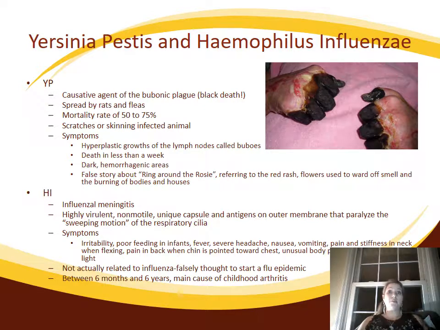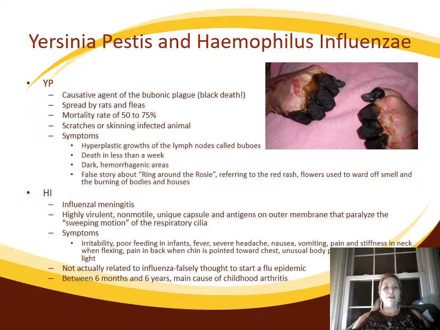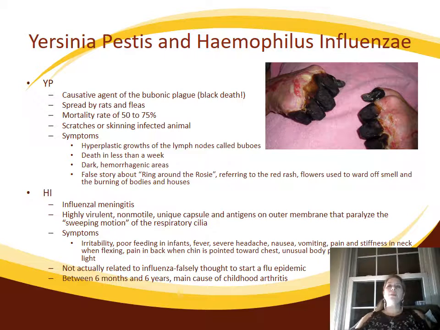Yersinia pestis is going to be the causative agent behind the bubonic plague. Bubonic plague is also called Black Death. It was the cause of massive infection and die out during the Renaissance period and even after. And believe it or not, you still will see a few isolated cases here and there on a semi-regular basis, okay? It is spread by rats and fleas and contaminated rodents.